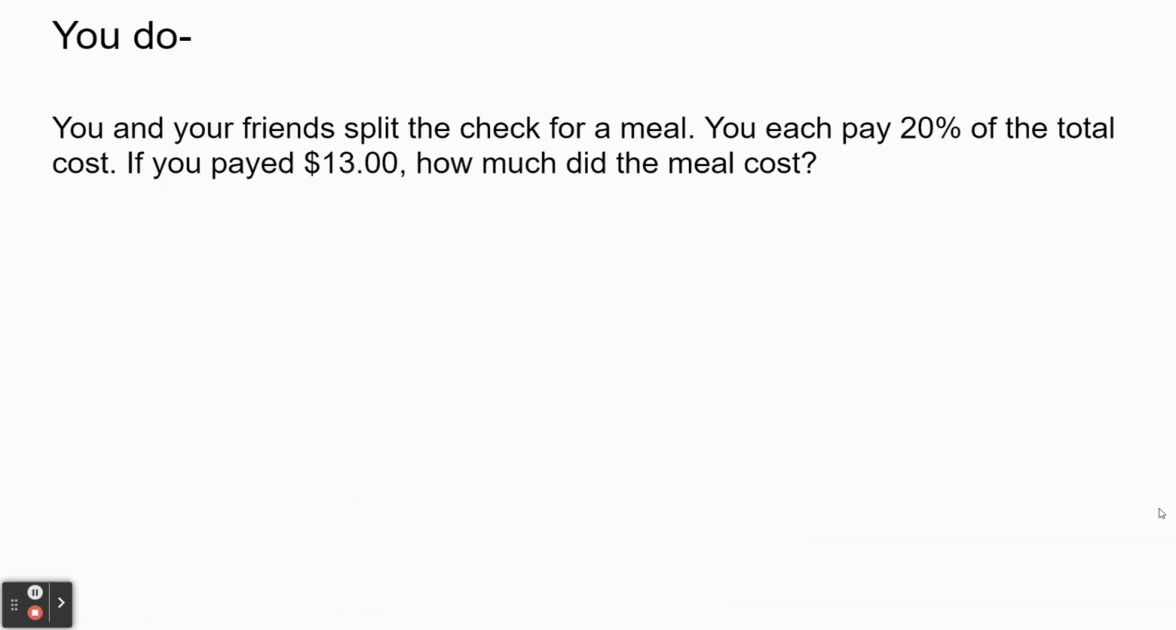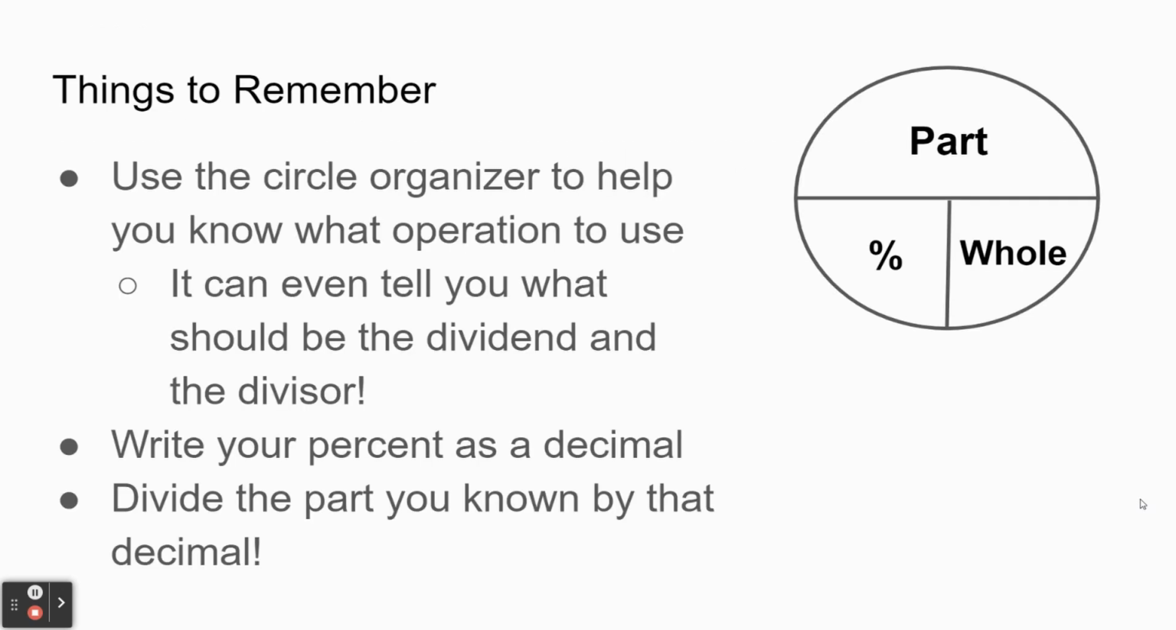Our you do for today: you and your friends split the check for a meal. You each decide that you're going to pay 20% of the total cost. If you paid $13, how much did the meal cost? Again, you can use the steps that we looked at in the example. You can use the circle tool, whatever you need to do in order to find this. Ready, go.